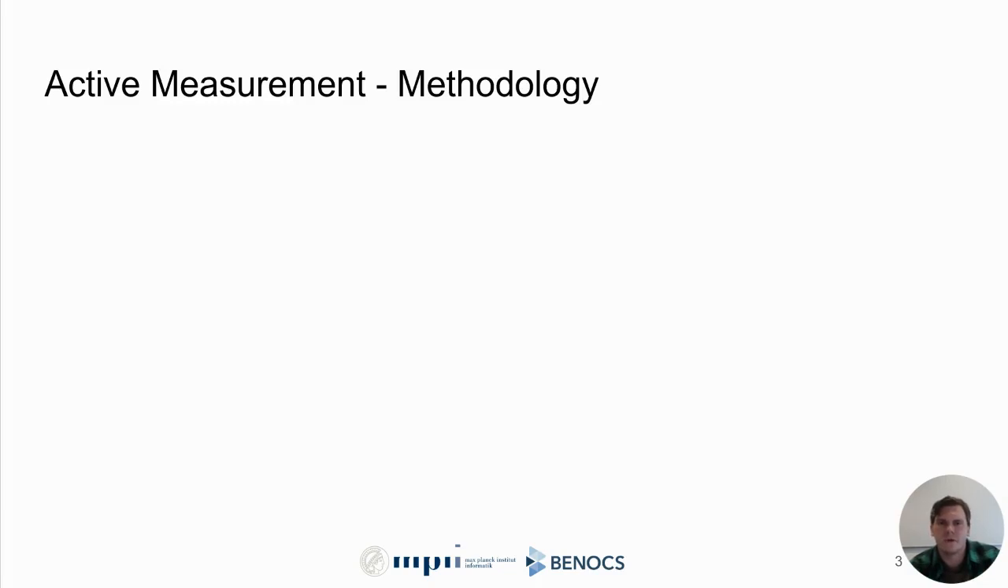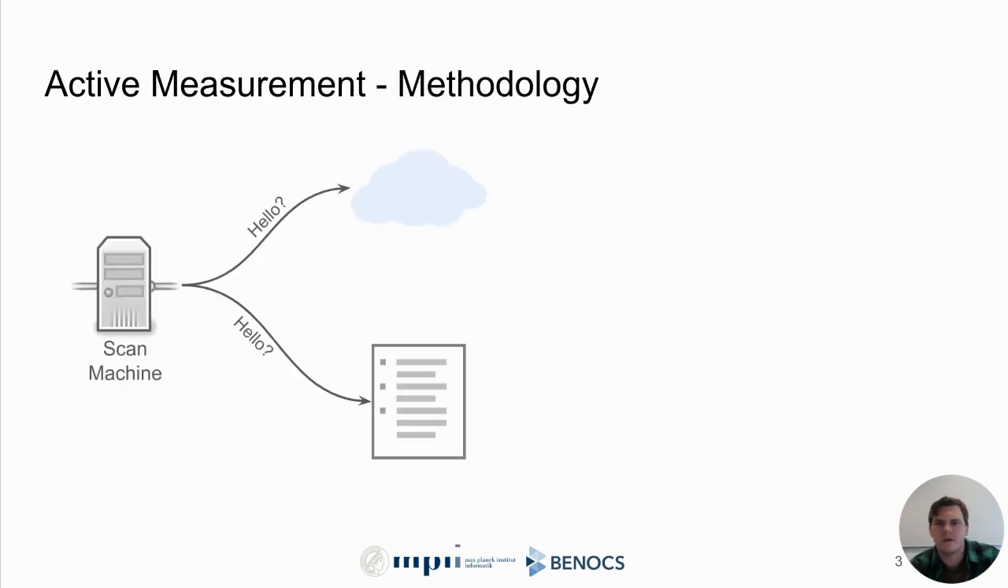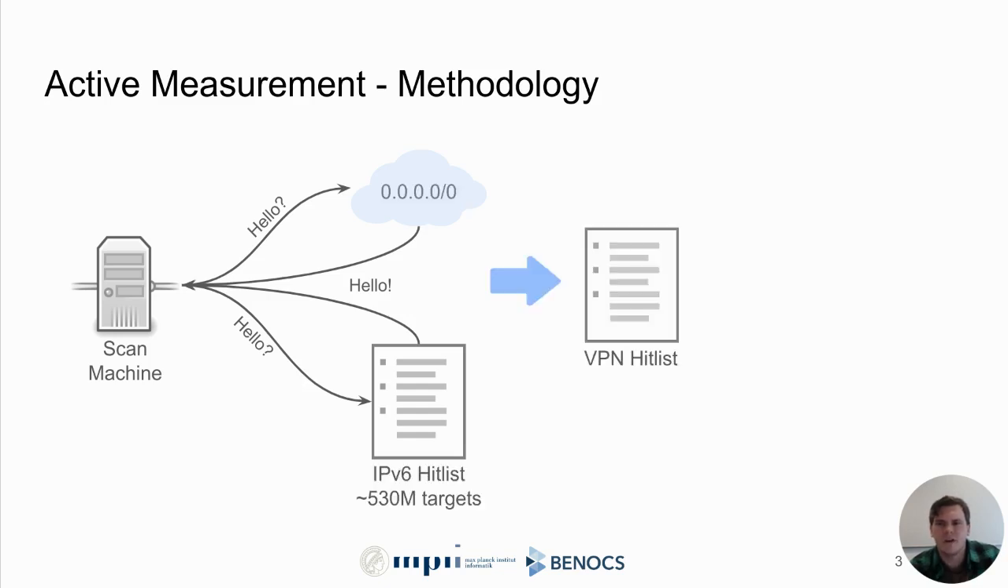As a first step, what we were trying to do is to detect VPN servers in the wild. For that, we sent out initiation requests, meaning the first request of the VPN connection establishment. We classify the target as a VPN server if our request is accepted. Based on those responses, we create our own VPN server hit list. We target the whole IP version 4 address space as well as an IP version 6 hit list containing roughly 500 million targets.